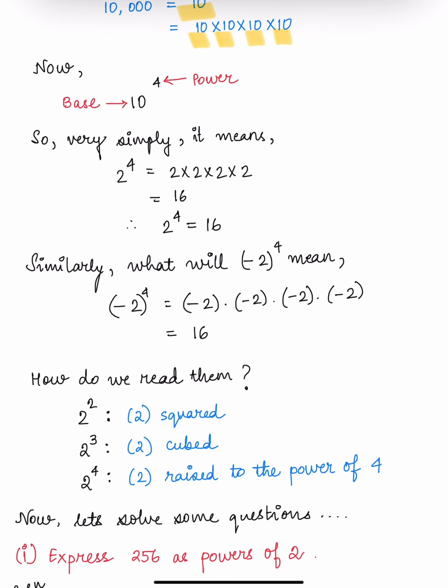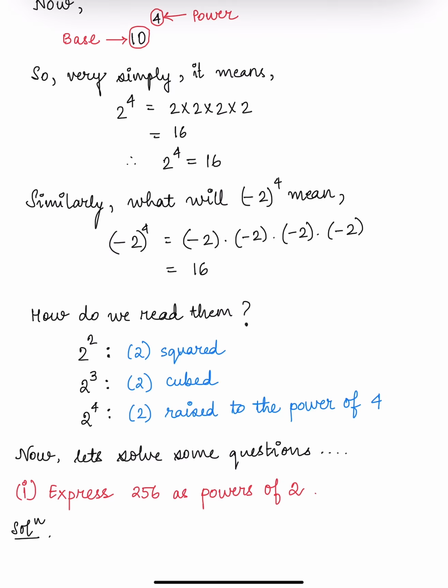So the parts of an exponent are 10 to the power 4. This 4 is the power and the 10 is known as the base. So very simply, 2 to the power 4 basically means 2 into 2 into 2 into 2. Now when we multiply, 2 into 2 is 4, 4 2s are 8, 8 2s are 16. So 2 to the power 4 is equal to 16.